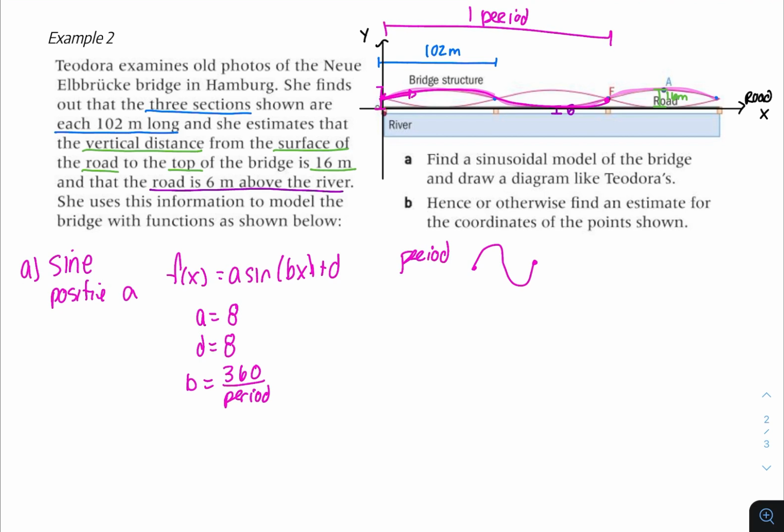Therefore, one period for me is going to be 204, right? So it's double this 102. So we can leave the value of B as a fraction. There's no problem there. So that means that my first curve on top, the pink one, is going to be 8 sine of 360 divided by 204 times x plus 8.